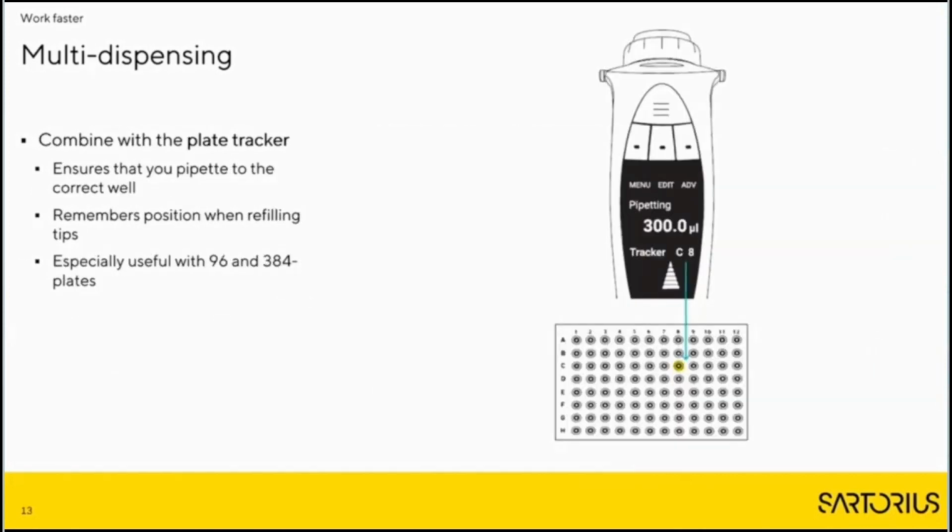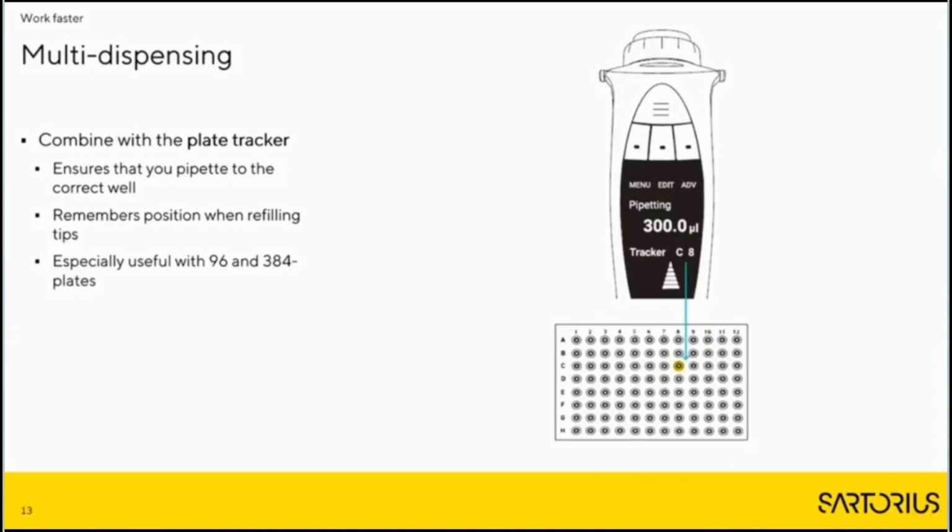Especially, it can be very helpful if you combine it with plate tracking functions. If you're working with microwell plates, they are transparent, and typically you handle a small amount of liquids, which also tend to be transparent or very lightly colored. So it might be a challenge to remember in which well you need to pipette next.